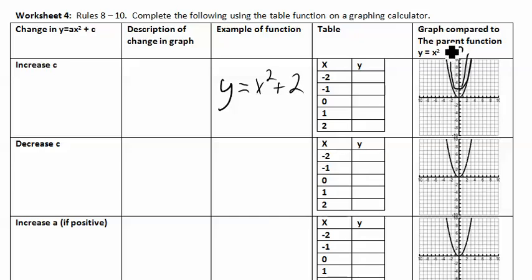The whole thing just moves up too. So the description is it moves up 2. Okay, so we're just going to do that for all of them. So this one, a decrease in c, so it's going to be less than 0.